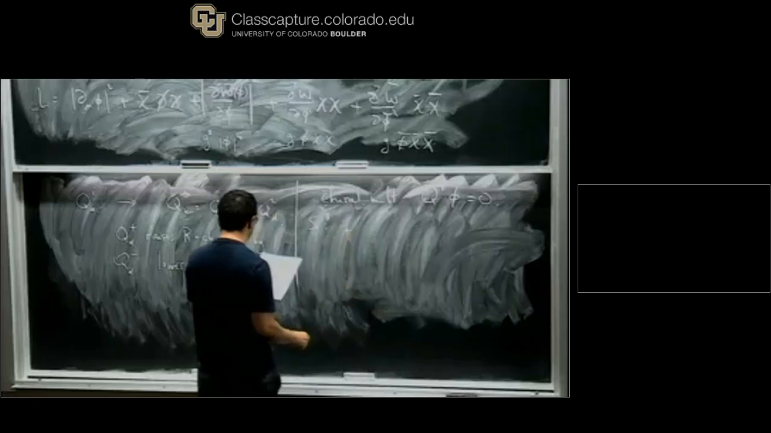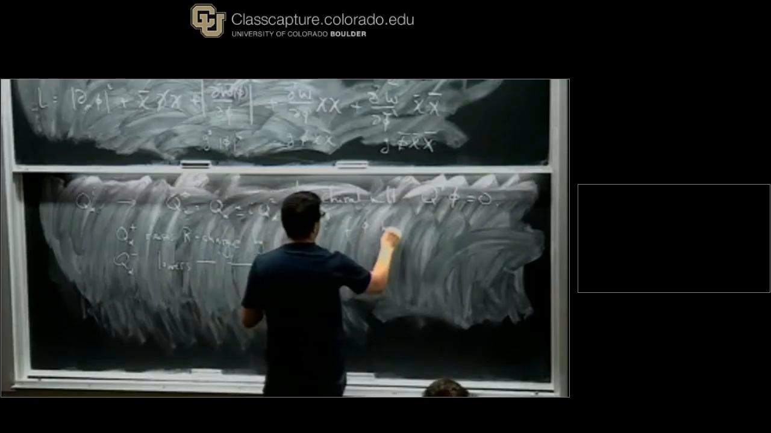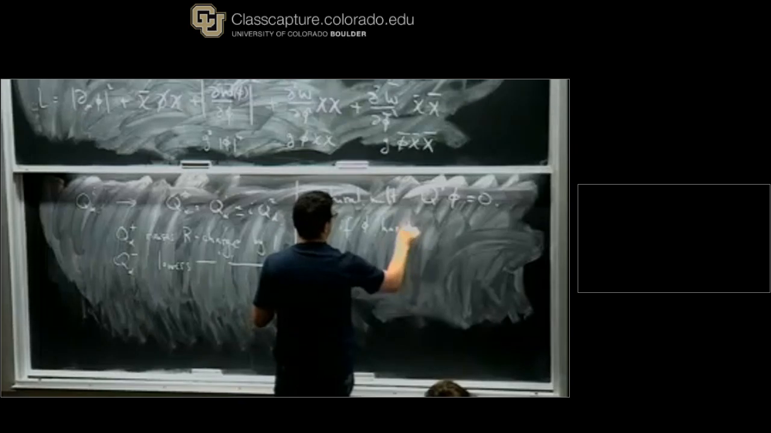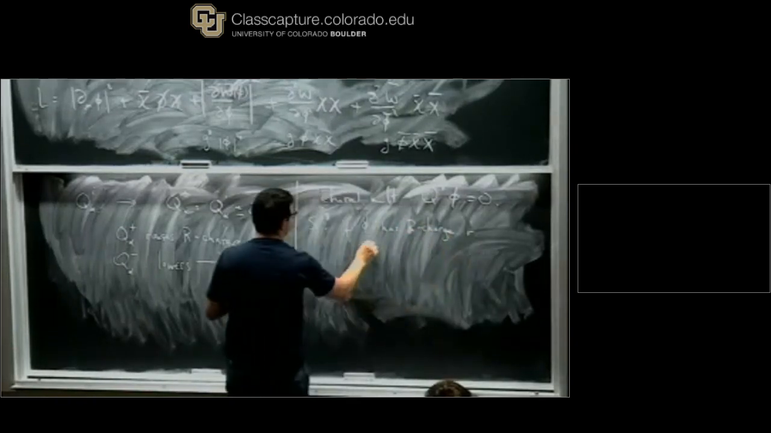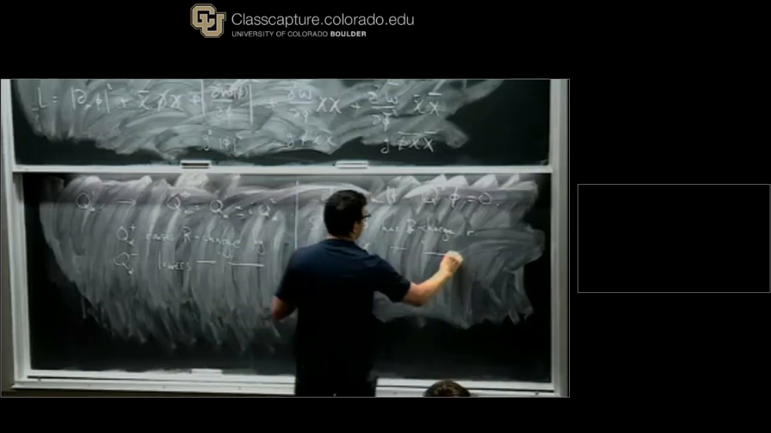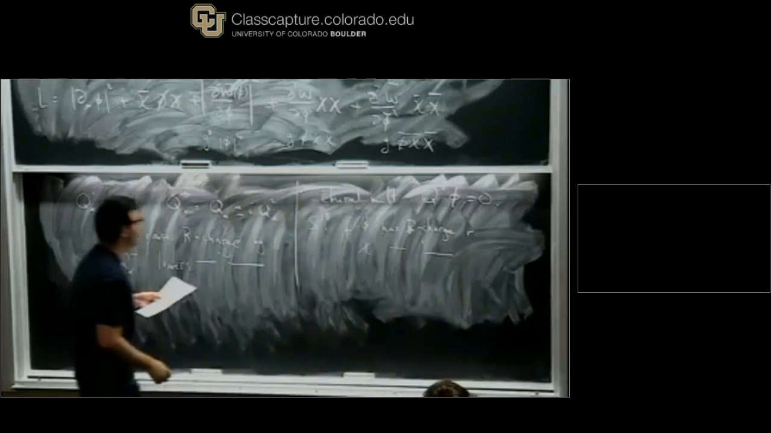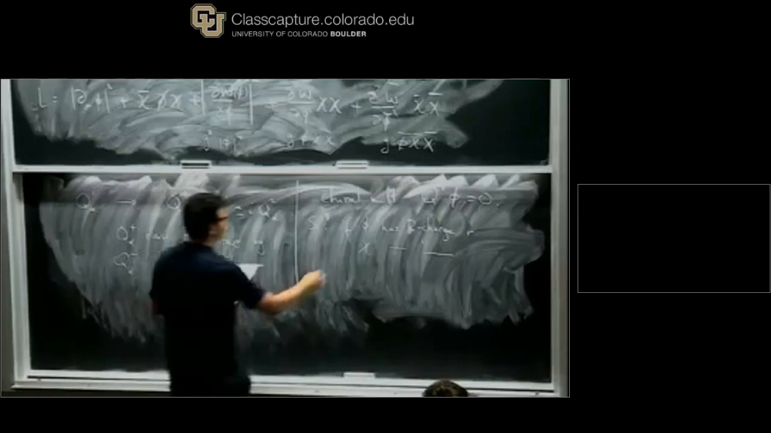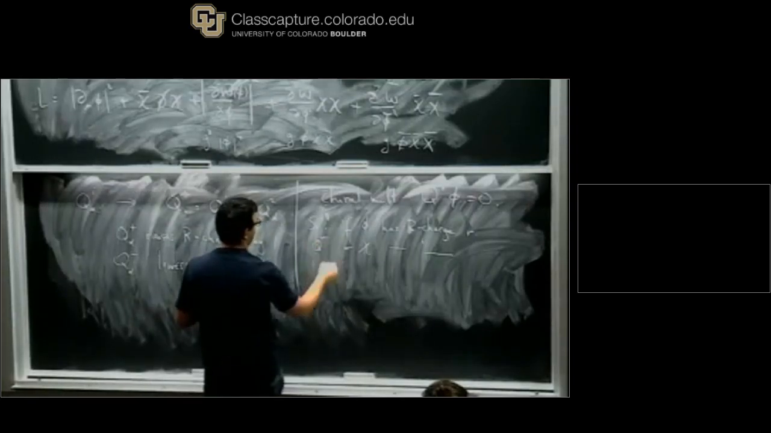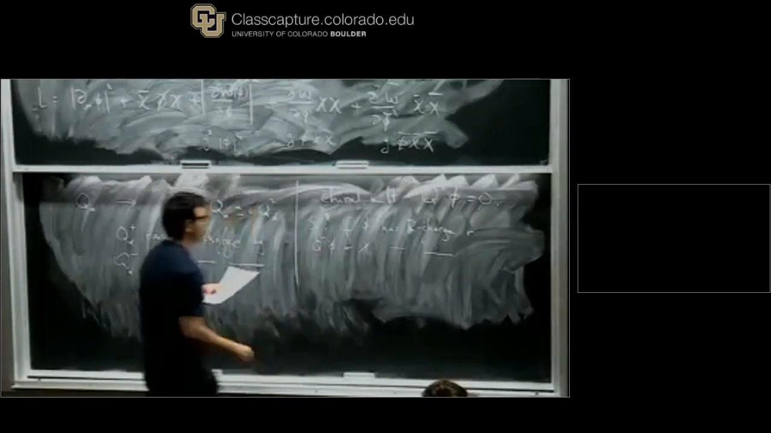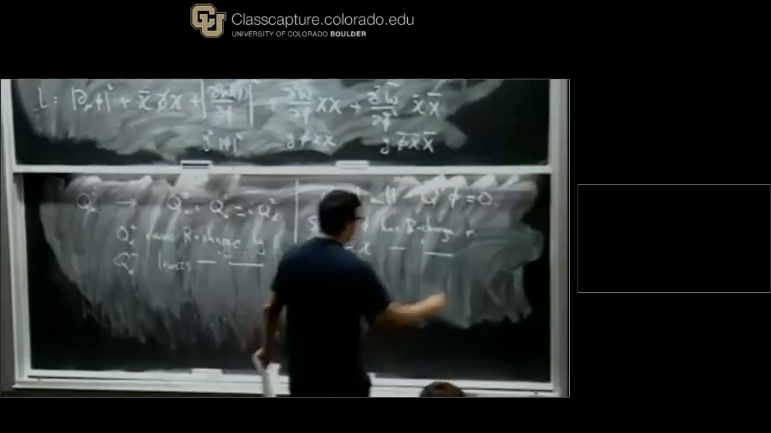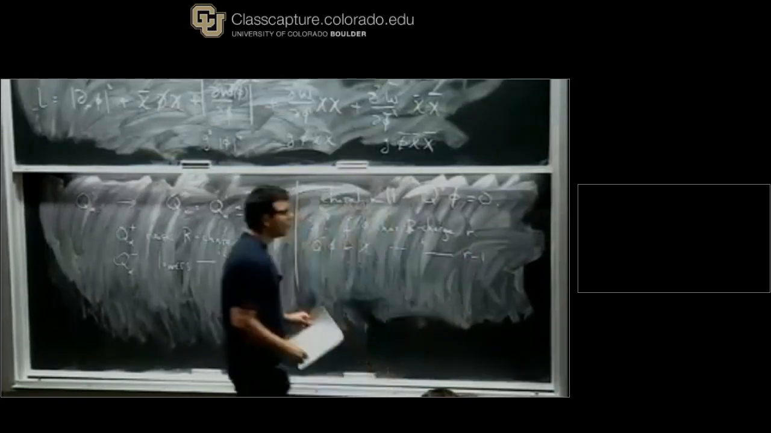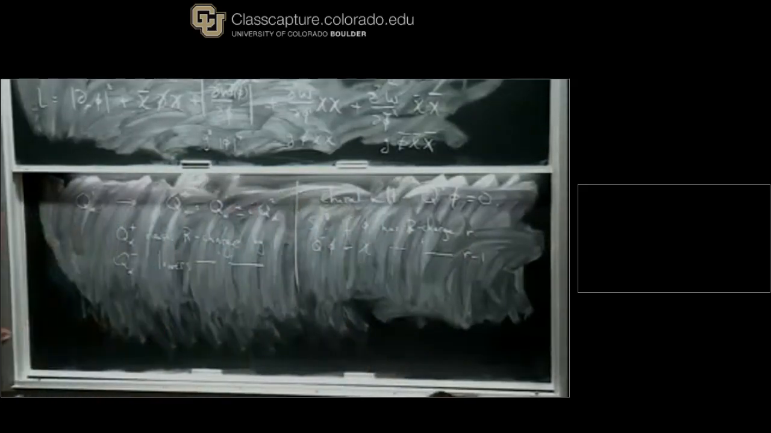If phi has R charge R, then chi is obtained by acting with the Q minus on phi. Q minus has R charge minus 1, so it lowers the R charge by 1 unit. So chi has R charge R minus 1. But then the question is, what is R?